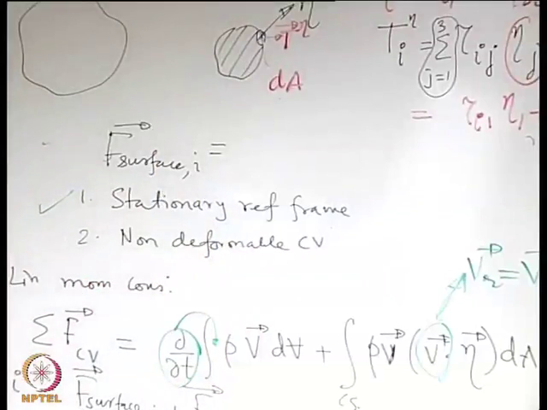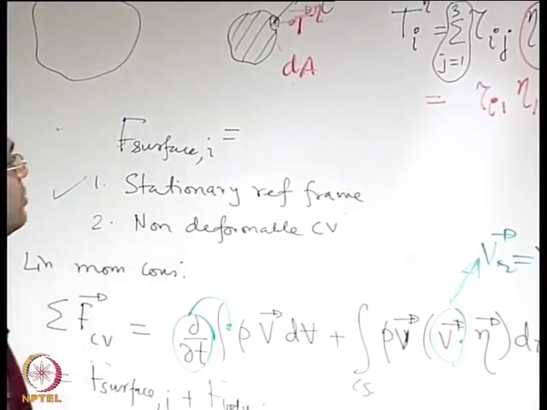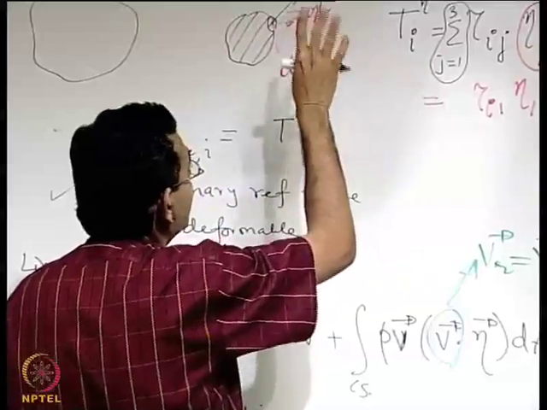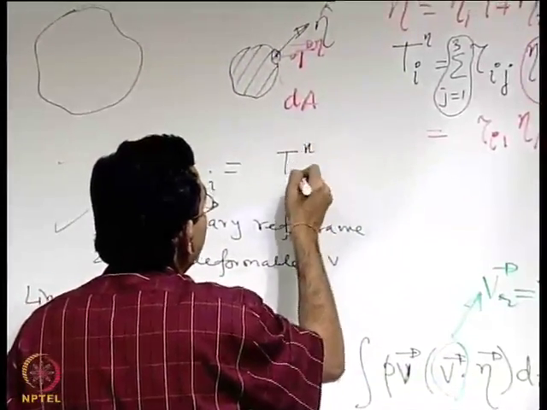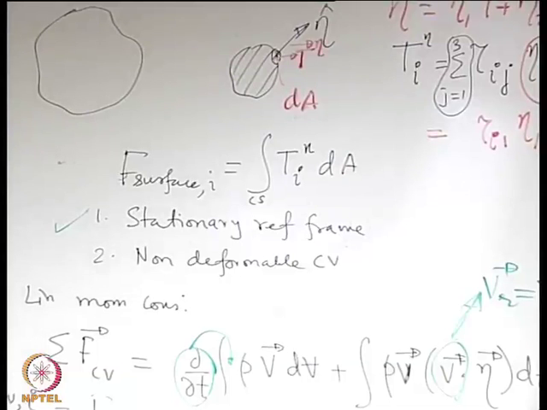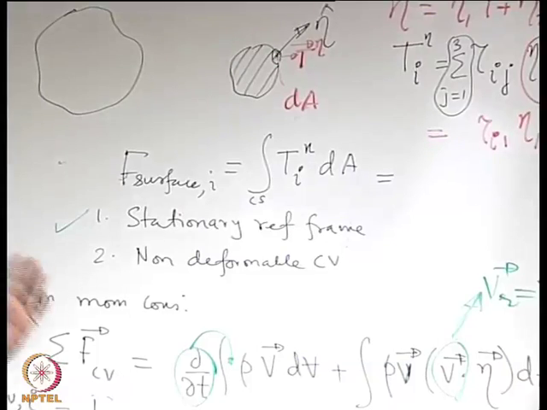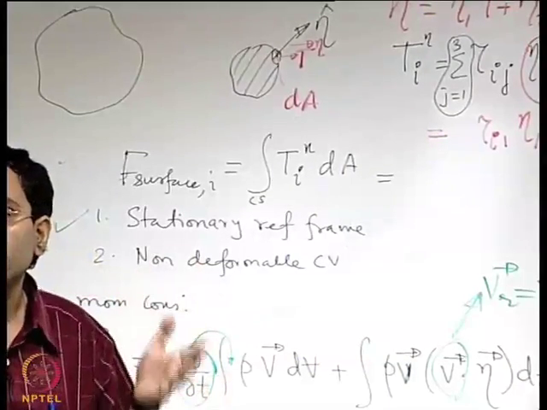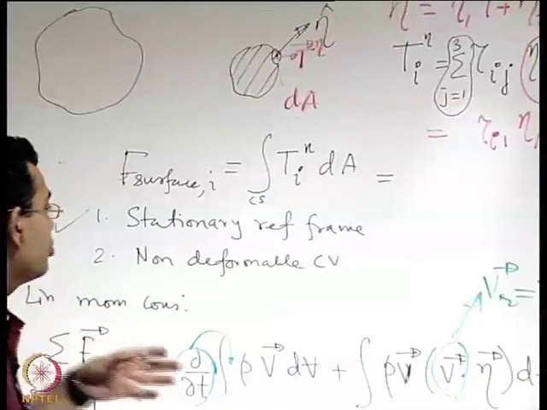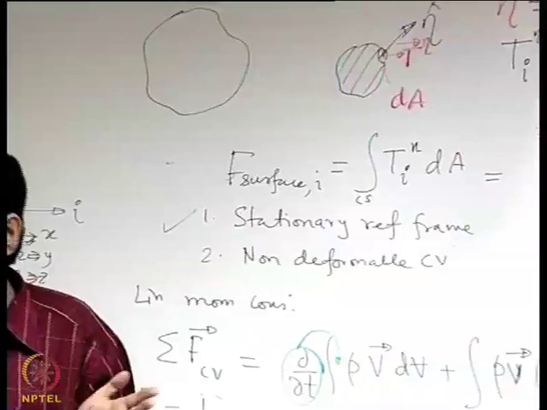F surface I. So, let us just write the I component, x component. When we call the I components, we will not put the vector sign because the components are just the scalar components. So, F surface I will be what? Traction vector is the force per unit area. So, it is the traction vector ith component times dA integral over the control surface, the surface of the control volume. So, that will represent what? See, the control volume is like a free body in mechanics. So, if you have the internal action reaction forces within the control volume, they get cancelled out. Only the surface forces at the outer boundary remain. So, it is just considered equivalent to a free body.